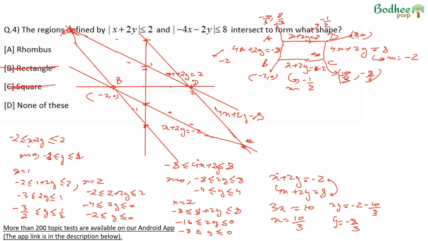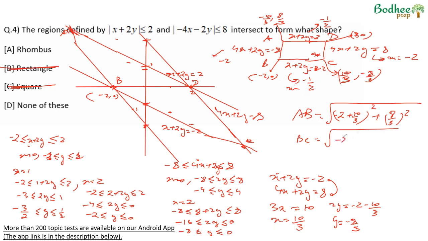Whether it is a rhombus, we will look at the length of the adjacent sides. Length of AB here is the square root of -2 minus minus 10 by 3 whole squared plus 0 minus 8 by 3, so 8 by 3 whole squared. Minus does not really matter here. The length of BC will be -2 minus 10 by 3 whole squared plus 0 minus 8 by 3 whole squared. As we can clearly see, these two values will not be the same.